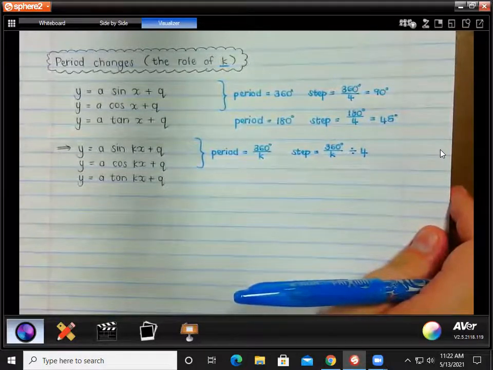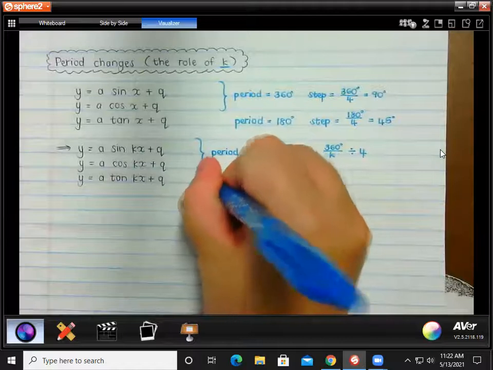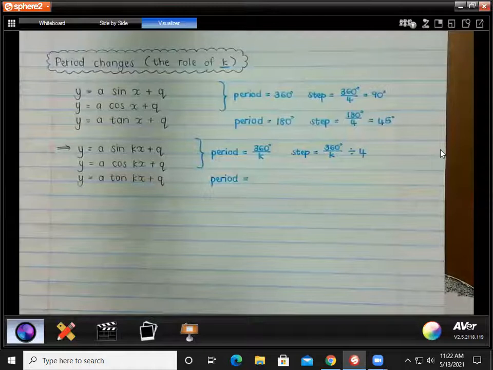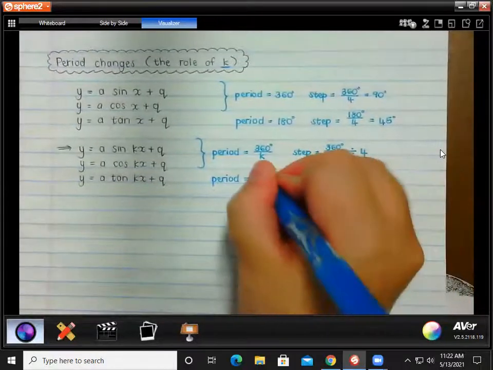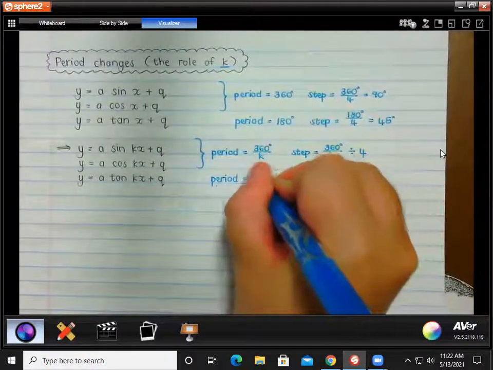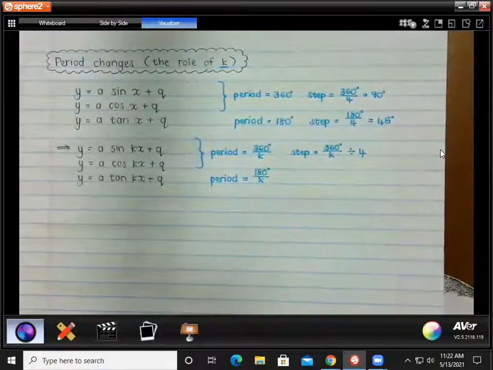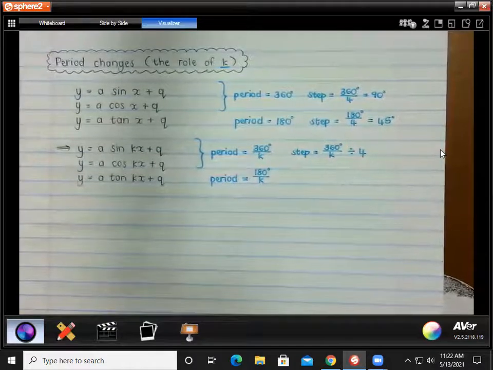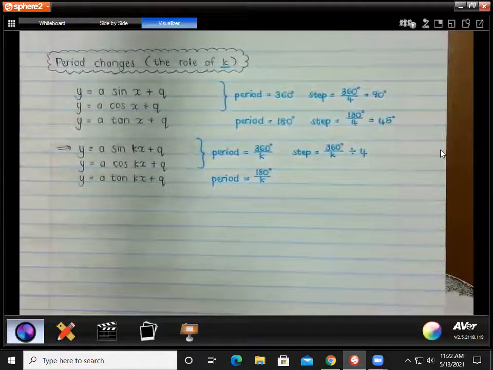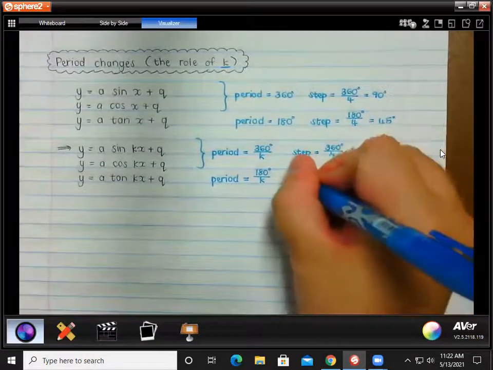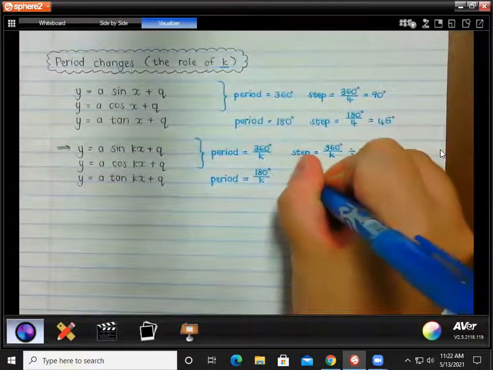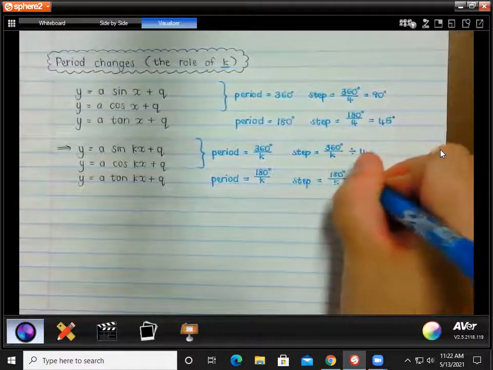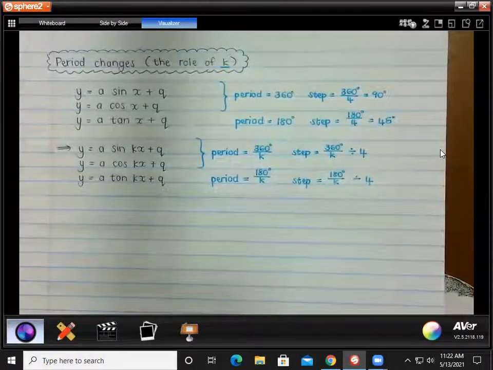We'll do some examples. For the tan graph, we're going to do the same thing. Our period is now going to be, what is the original period of the basic tan graph? It is 180. So it's going to be 180 over k, whatever that number in front of x is. We're going to take the basic period and divide it by that number. And your step will then be the new period divided by 4.